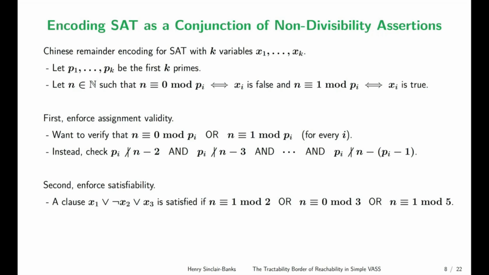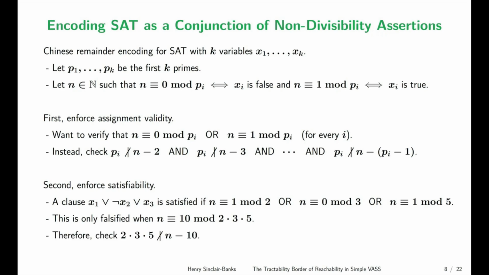Instead, because I can't deal with these disjunctions, I want a conjunction. This will only be falsified when n is equivalent to 10 mod 2 times 3 times 5. To see why, this needs to be falsified if n was equivalent to 0 mod 2 and 1 mod 3 and 0 mod 5. I can then compress this into one statement, and now I have a single non-divisibility assertion, because instead of testing whether n is equivalent to 10 mod 2 times 3 times 5, I can check whether 2 times 3 times 5 does not divide n minus 10.